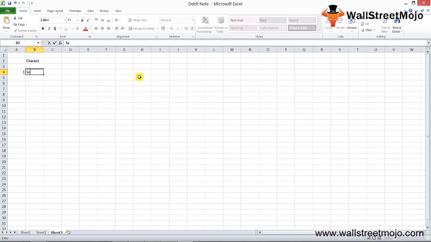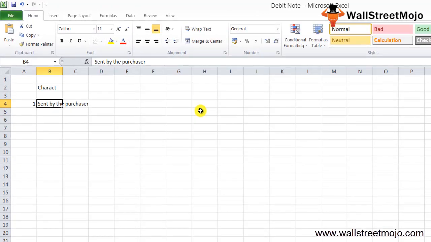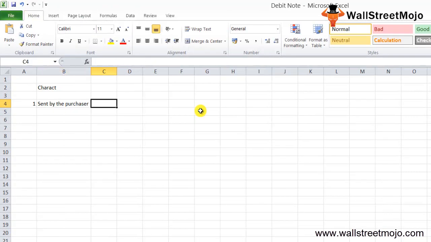First, it is sent by the purchaser, right? So debit note is always issued by the purchaser. So the purchaser wants to inform the seller that the seller account is being debited due to the particular reason. And the reason is also mentioned in the note along with the intimation of debiting the seller's account.